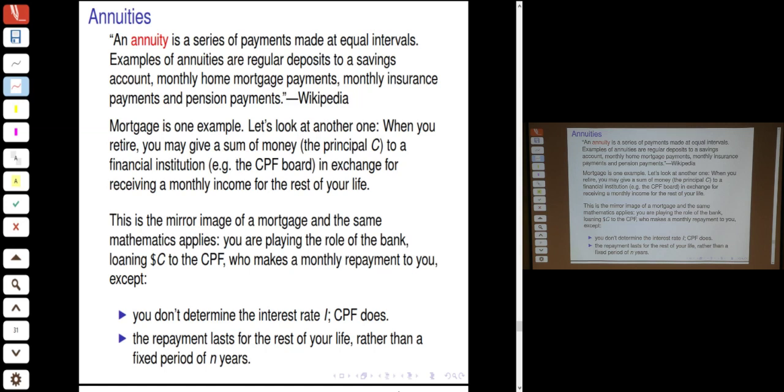So in the mortgage problem, the bank was giving you the money and you were paying the bank back at equal intervals. So here the situation is reversed. You are giving the financial institution like the CPF board a lump sum amount of money at the beginning, and then the CPF board gives you back a fixed amount at the end of every month at regular intervals. Okay, and indeed the same mathematics will apply.